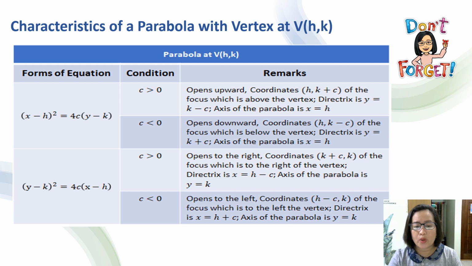Lastly, when the value of c is less than 0, or c is equal to a negative number, the parabola opens to the left. The coordinates of the focus is (h - c, k), which is to the left of the vertex. Its directrix is given by the equation x = h + c, and the axis of symmetry of the parabola is given by the equation y = k. Always remember this, because when you master this format, everything will be much easier.